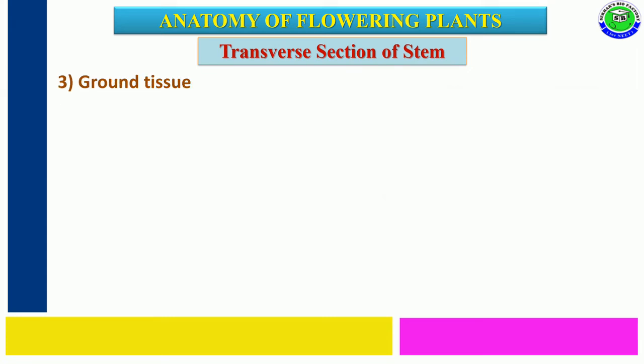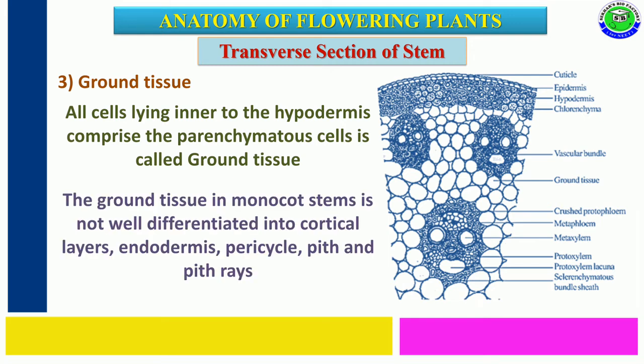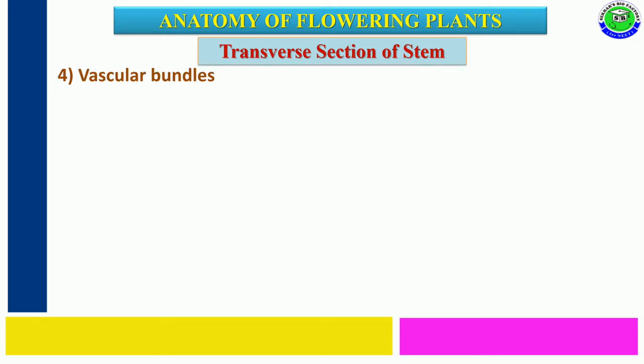The third part is ground tissue. In the transverse section at the center, many parenchymatous cells are present below the hypodermis with intercellular spaces. It is called ground tissue. In the monocot stem, this ground tissue is not well differentiated like the dicot stem, and some of the parts like cortex, endodermis, pericycle, pith and pith rays are completely absent in the monocot stem transverse section. The fourth part is vascular bundles.